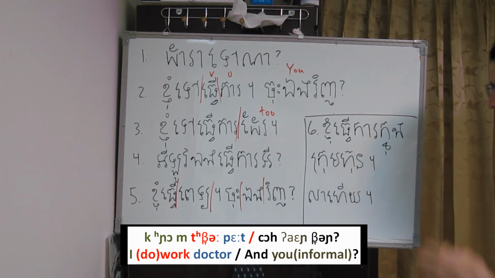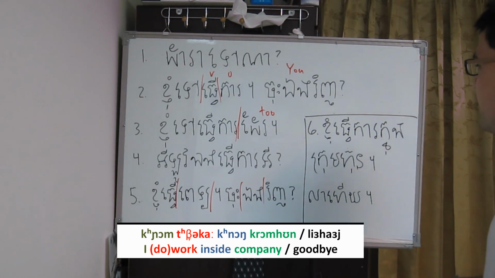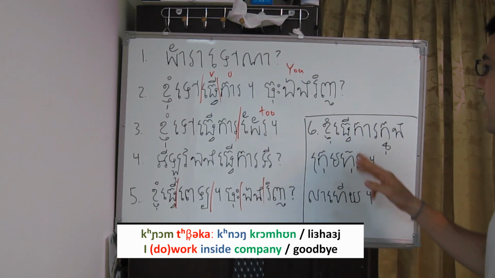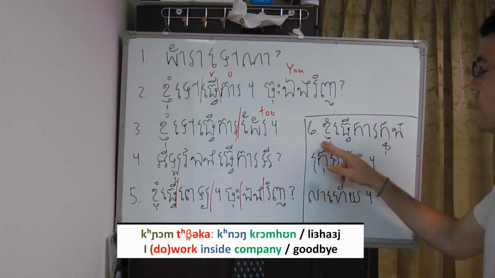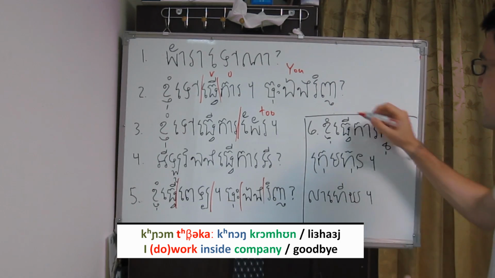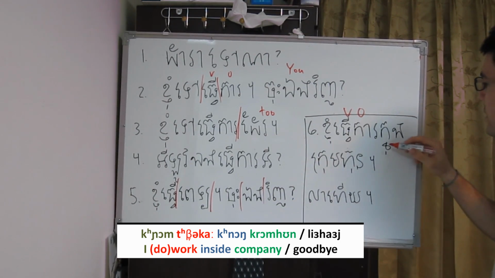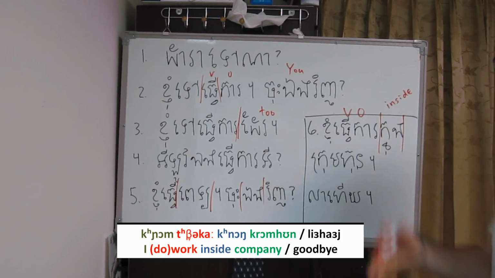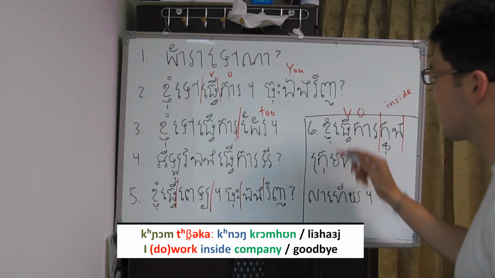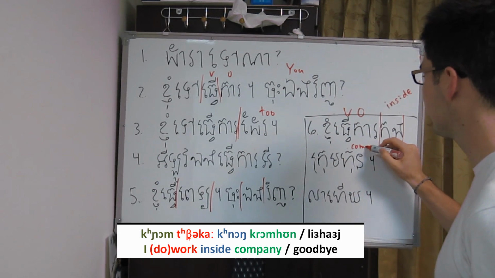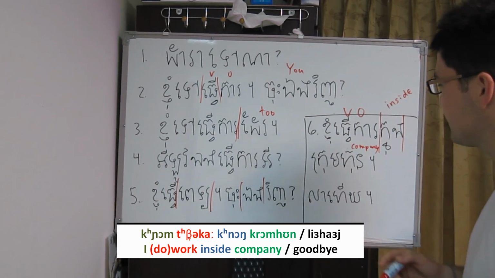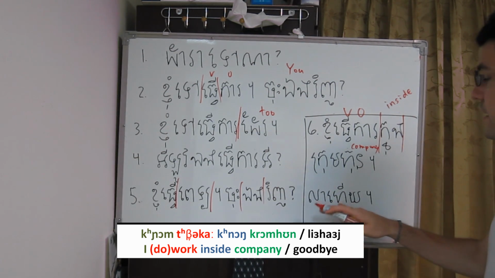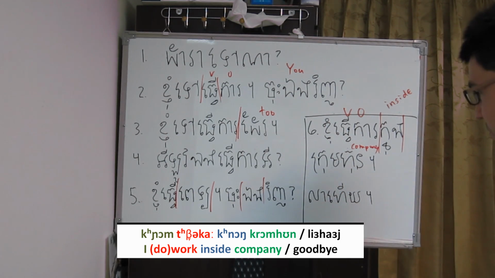Sorry, my board's a little bit small here, so I'll write over here today as well. Knyom thua ga knyom krap hun. So, I work, here's the verb and object again, and then right here, this just means inside. Inside of a what? I work inside of a company. So right here, this is just a company, okay? So I work inside of a company, and then at the very end here, liahai, just your bye-bye, goodbye, very formal goodbye.